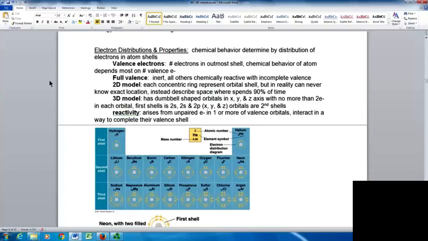If you have a full valence, meaning that outermost shell is full, the atom's going to be inert. All the others are chemically reactive if they don't have a full valence. So an incomplete valence will lead an atom to be more reactive.